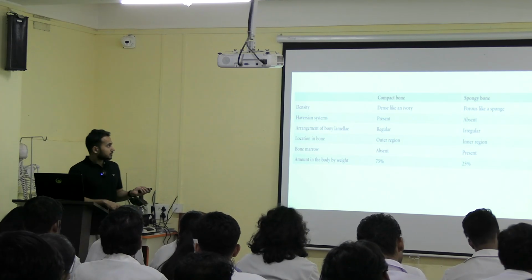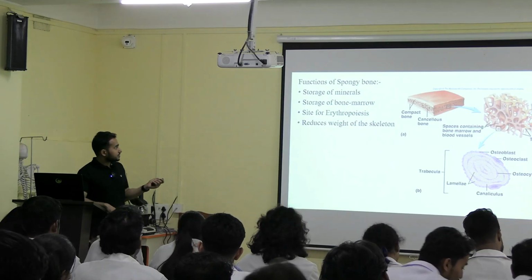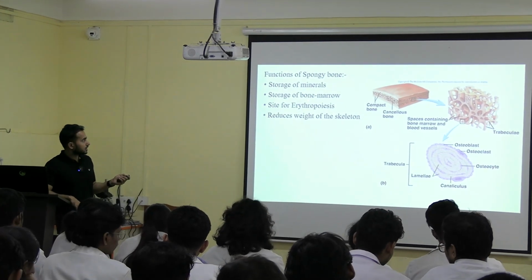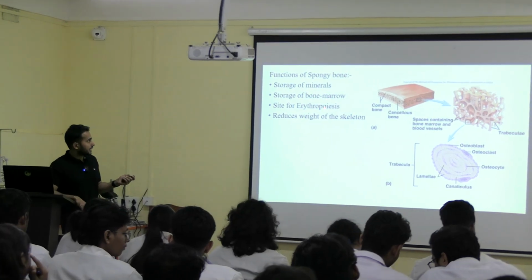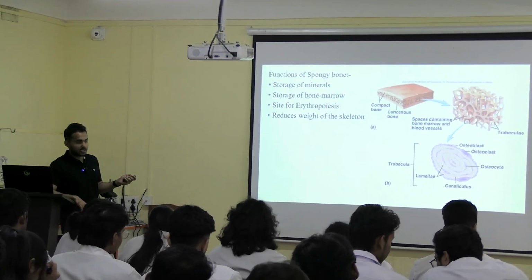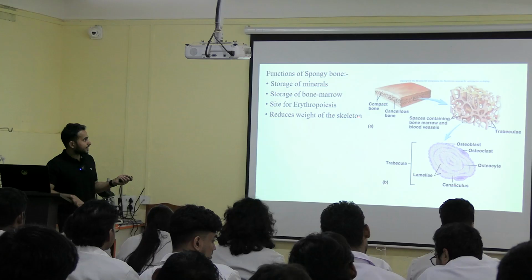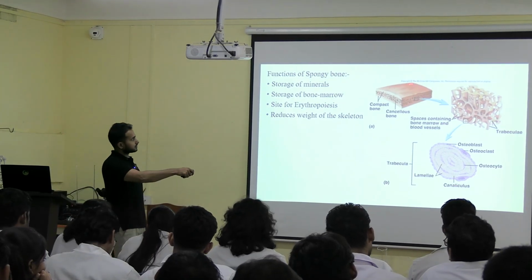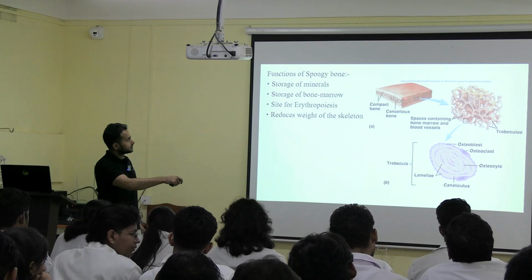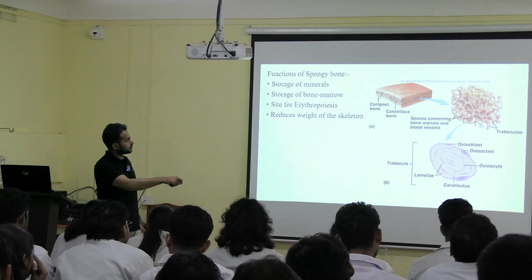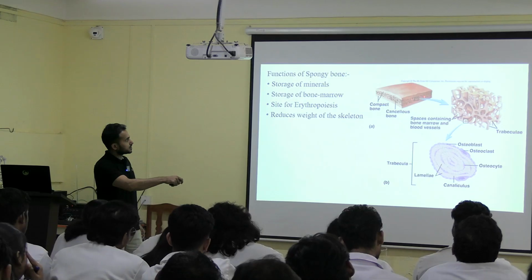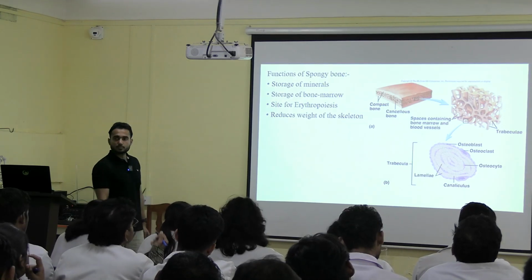Okay, now here is a diagram. If you see the functions of the spongy bone, first of all they will store minerals, storage of bone marrow, erythropoiesis. I hope you know what is erythropoiesis, and reduces the weight of the skeleton. Now see the diagram carefully. As you can see, this is one layer of bone, this is another layer of bone. So these are the compact bone. In between this, can you see a porous type of bone which is present? That is nothing but the spongy bone.